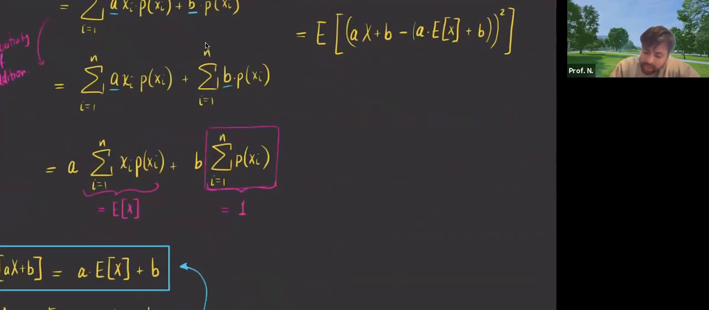And so when I subtract, I get ax plus b minus a times the expected value of x minus b, and this whole thing is being squared.